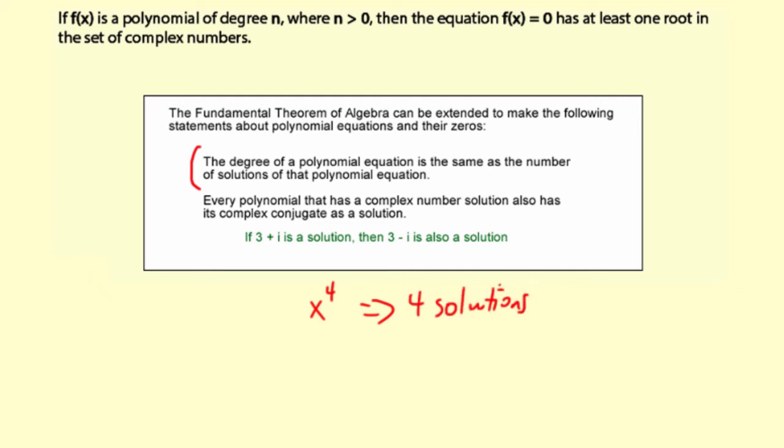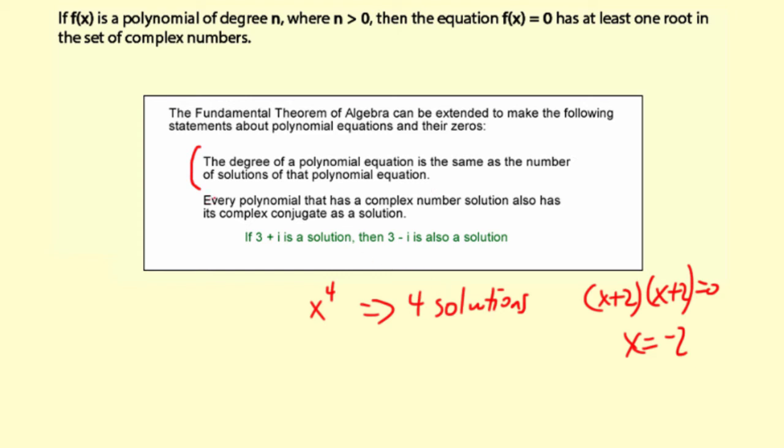And that does include repeats, because you have multiple factors. Like let's say you have x plus 2 times x plus 2 equals 0. X equals negative 2 is the solution, but it's just repeated. So this number, this 4 solutions, includes repeats.